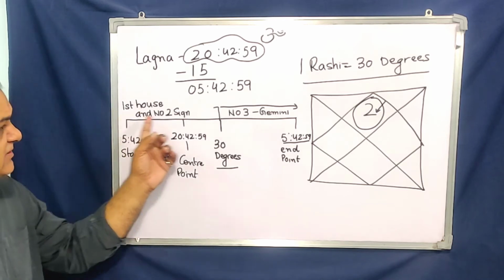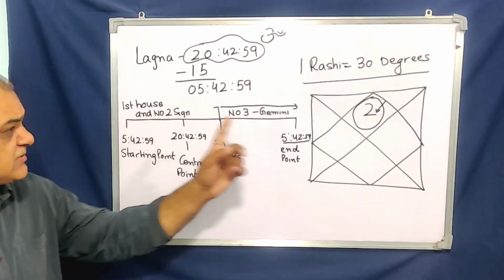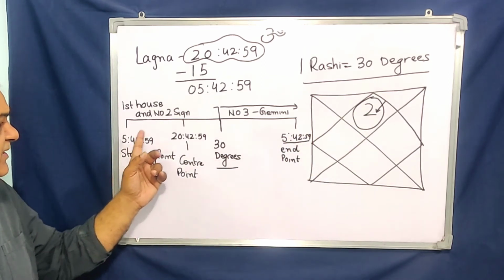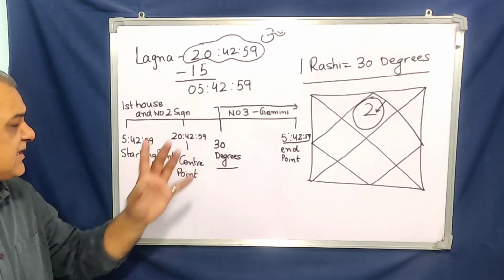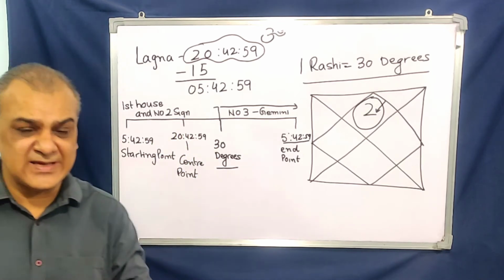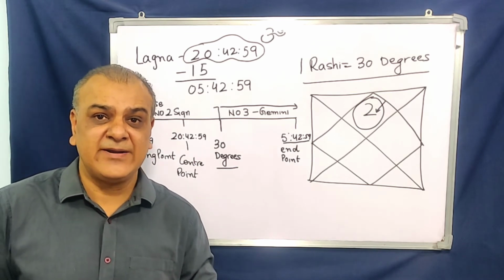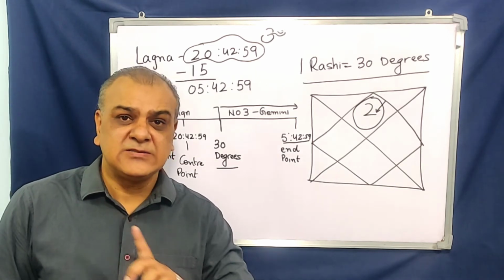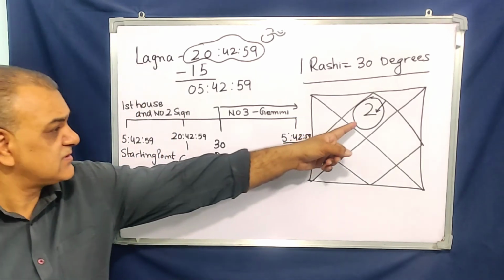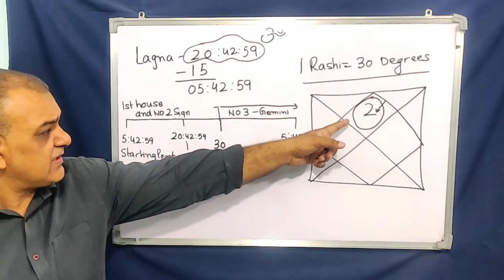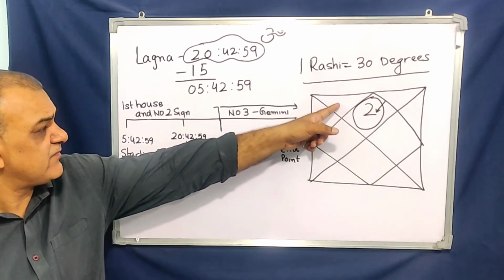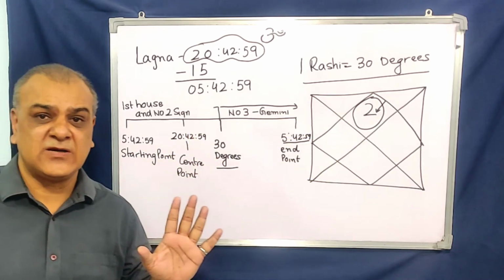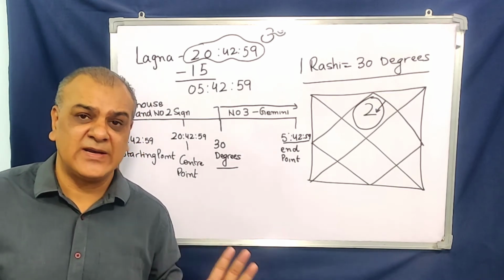So I have taken first house, and first house has number 2 sign in it. So first house begins from this point. This is the center point. This is the end of number 2 sign, but it is not the end of first house. This is very important to understand. This is not the end of first house. So first house starts from here and it ends somewhere here in the number 3 sign. So this is the first house which covers 2 signs, basically number 2 and number 3.